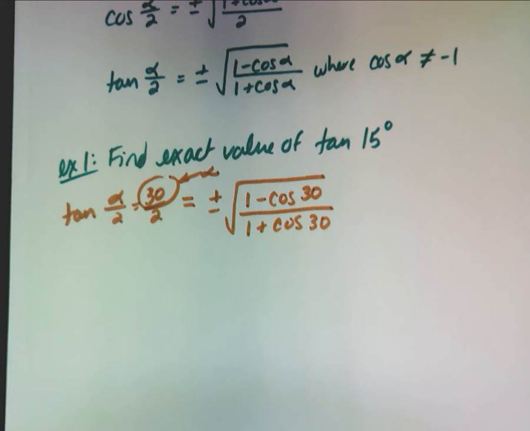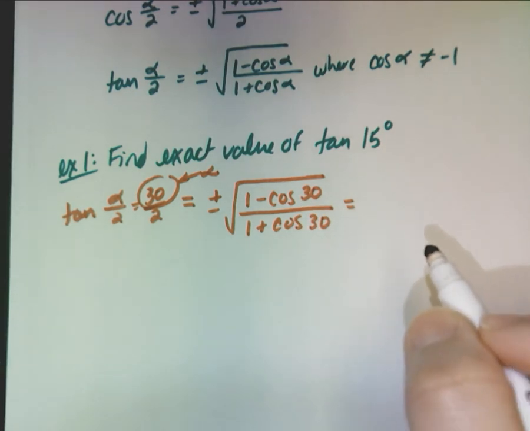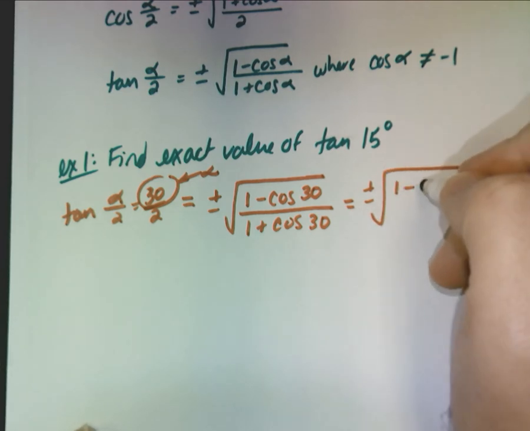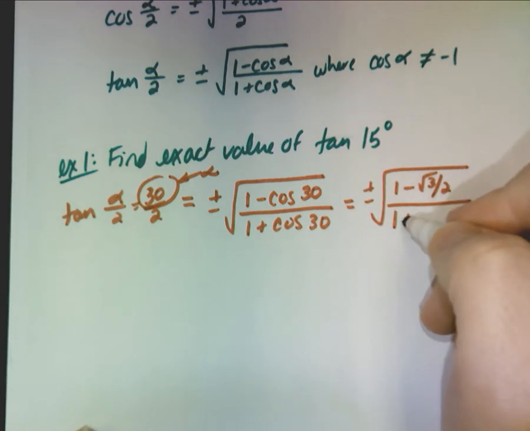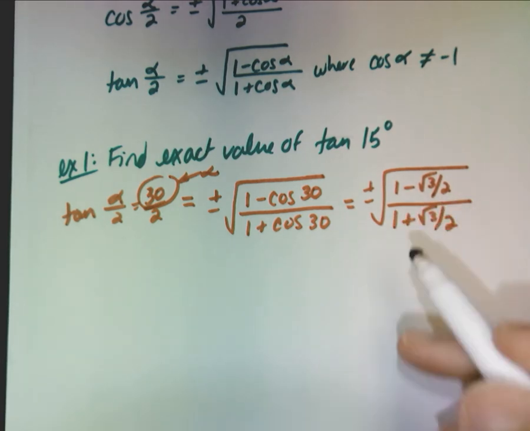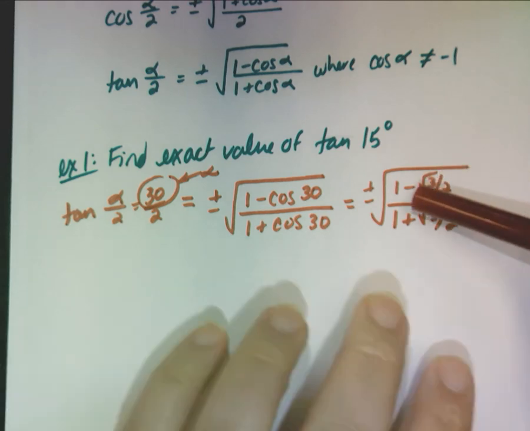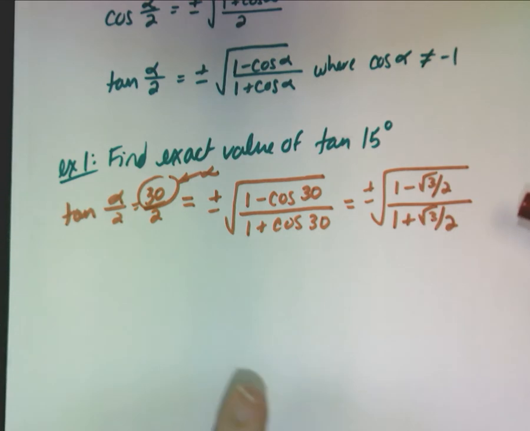Okay? Now, go ahead and go to your lovely unit circle, though you should have these memorized. The cosine at 30, the adjacent over the hypotenuse, is root 3 over 2. So this is plus or minus 1 minus root 3 over 2, over 1 plus root 3 over 2. And again, it's all under a square root symbol. So now we got to clean this up. I do not want to see a fraction over a fraction. I want this to be all one fraction under a radical, simplified if possible.